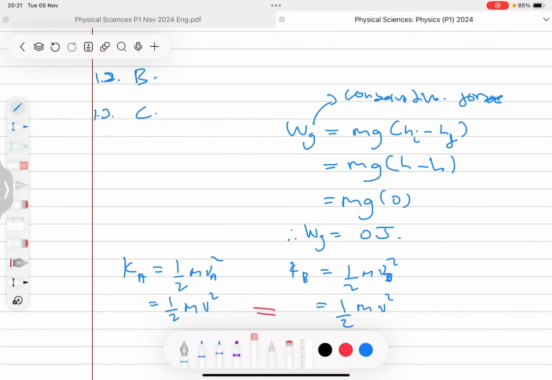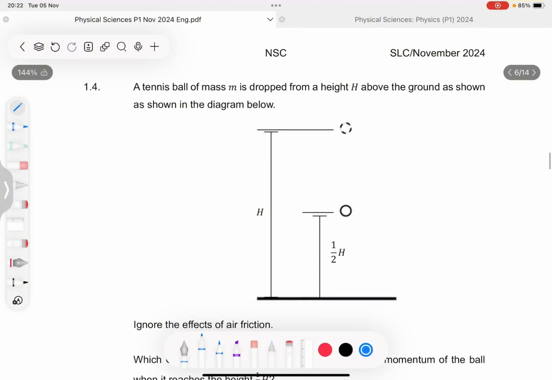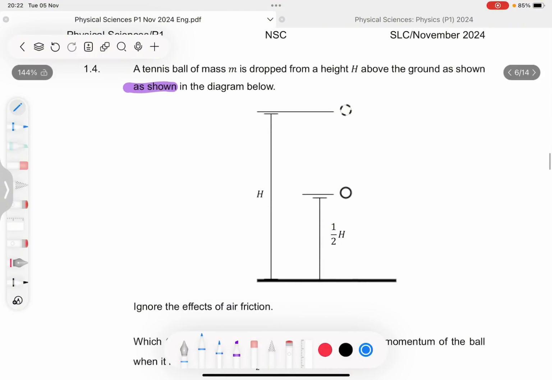We'll keep this at C. Now we'll go and do question 1.4. Question 1.4 says that a tennis ball of mass M is dropped from a height h above the ground as shown in the diagram below. So there's an error here, a typo, but anyway we can understand.